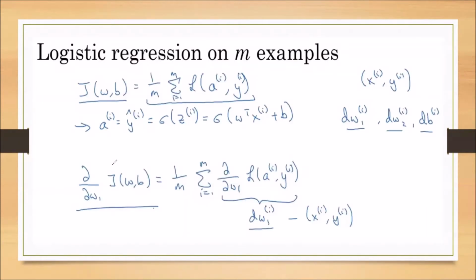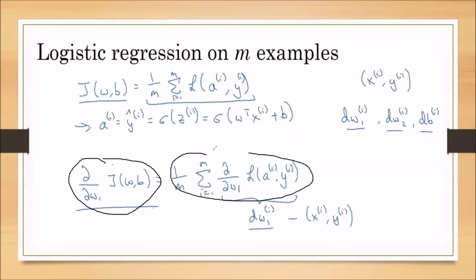When I am differentiating this cost function with respect to w1, we use partial differentiation because it depends on w1, w2 and b. I want to make w2 and b constant and differentiate only with respect to w1. So I am taking dou by dou w1. When differentiating with respect to w1, the individual loss functions are all differentiated with respect to w1.